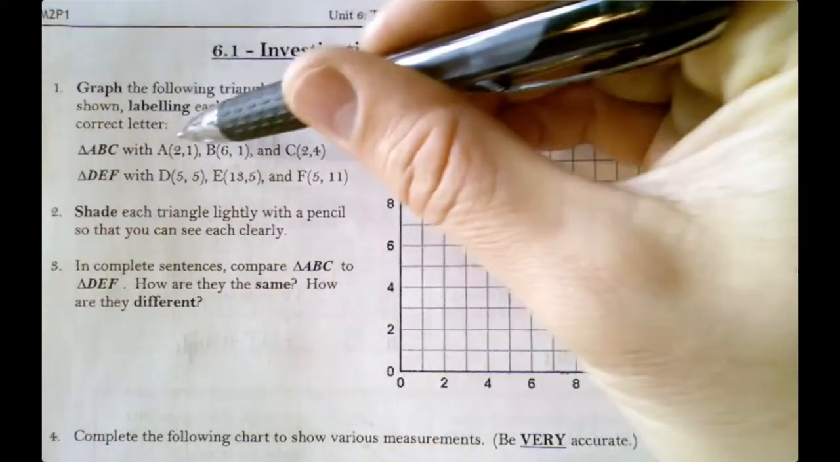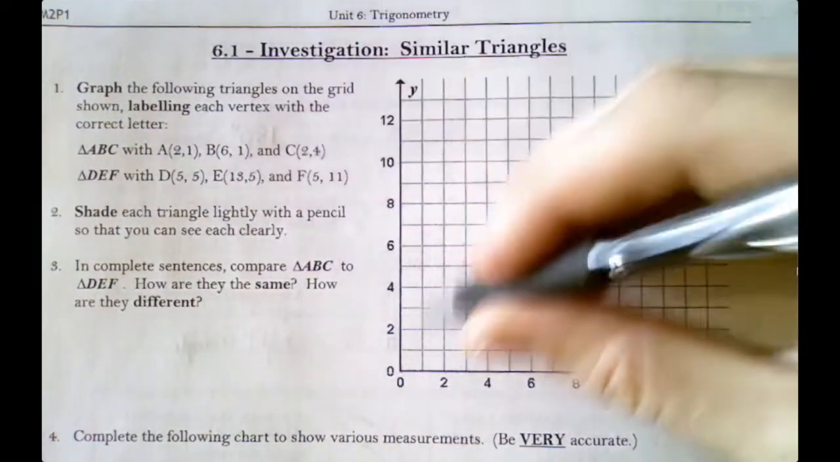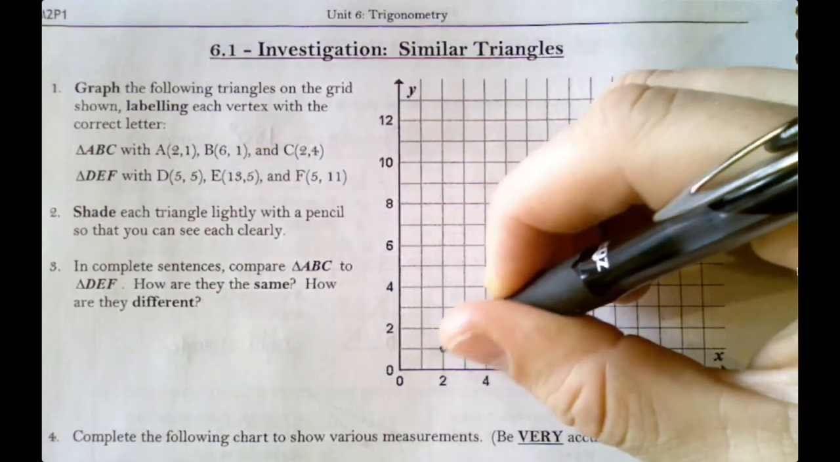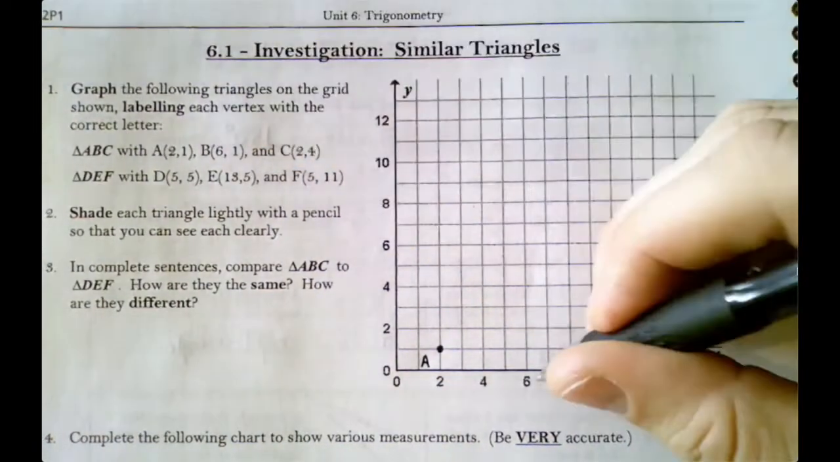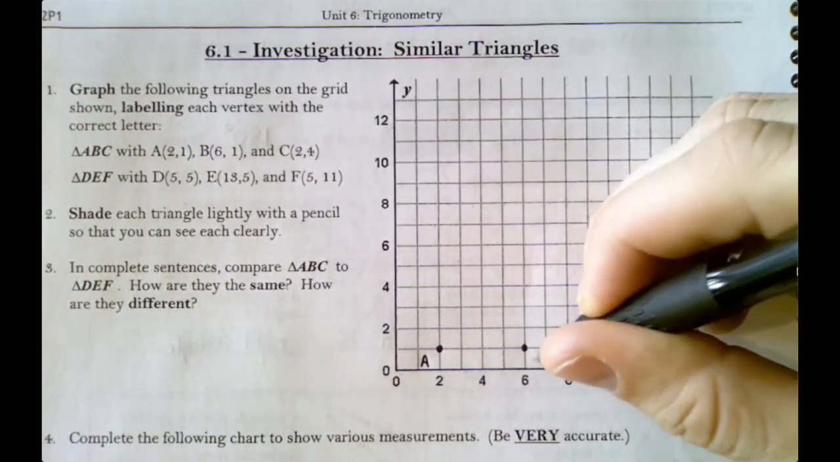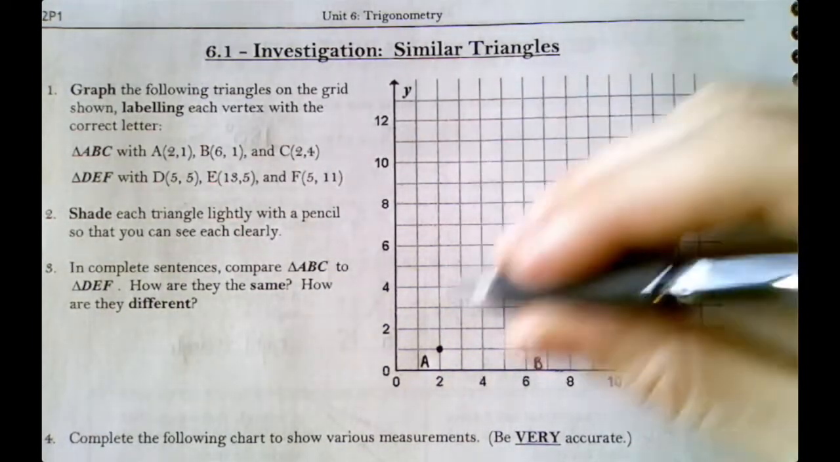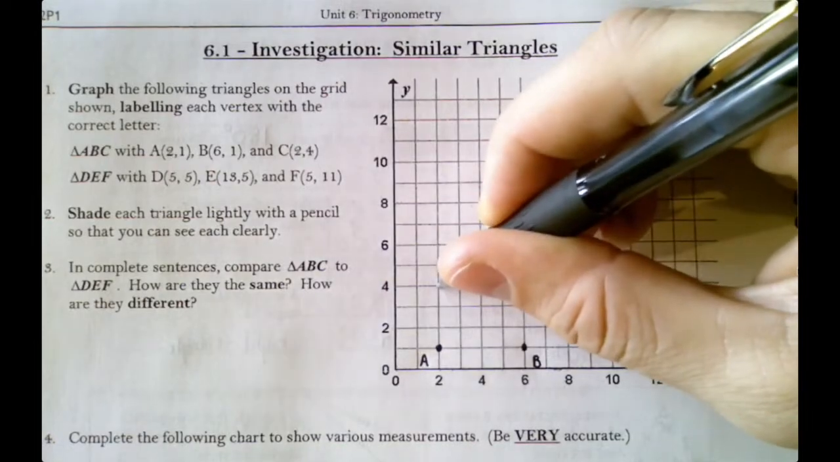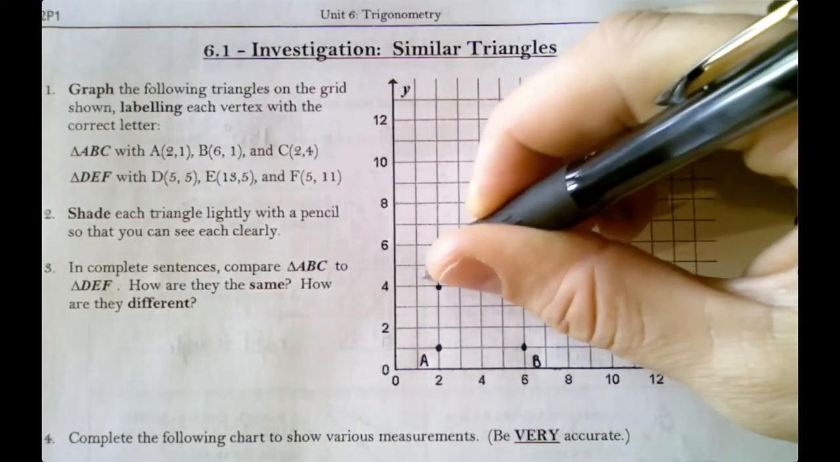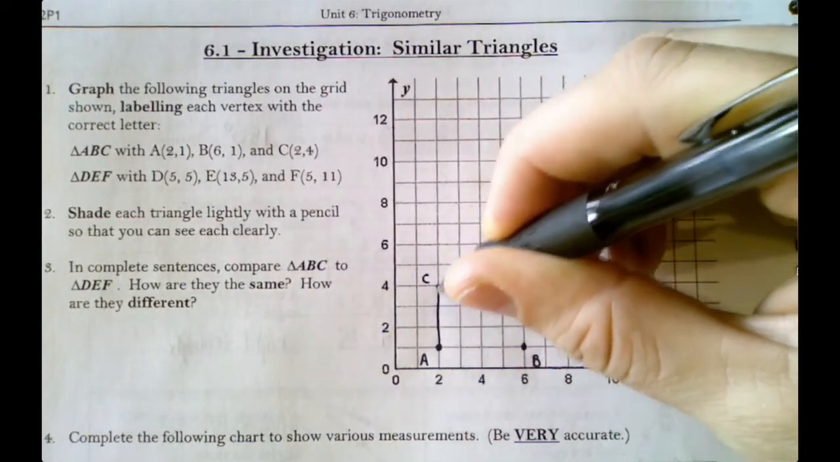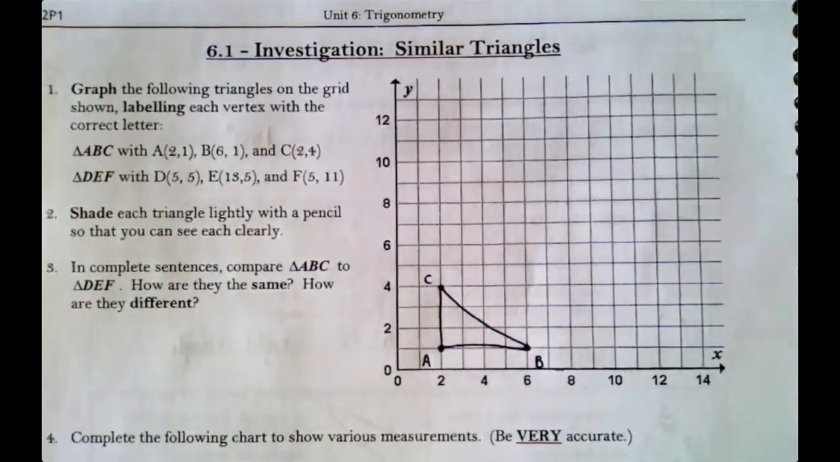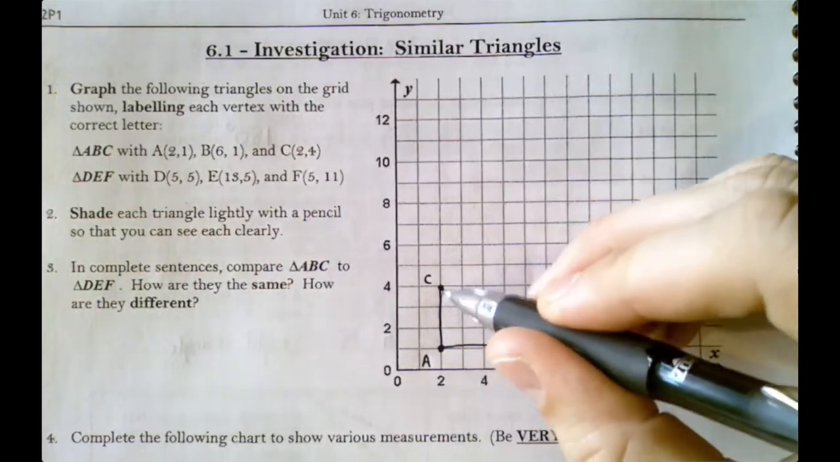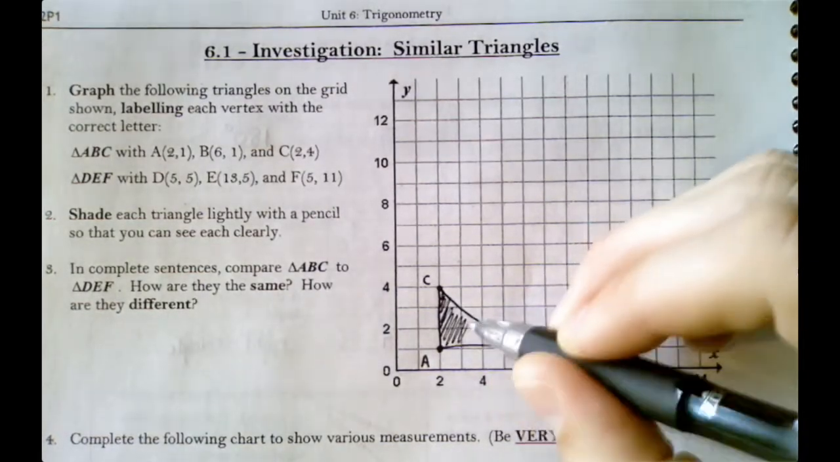So we're going to graph ABC first. So 2, 1 will be here, and that's our A. B is 6, 1. And C is 2, 4. So we've got A to C, A to B, and C to B. If I color that in, we've got a triangle.